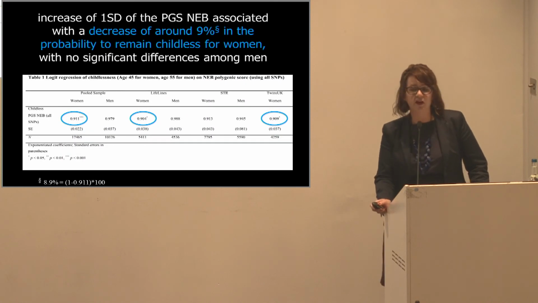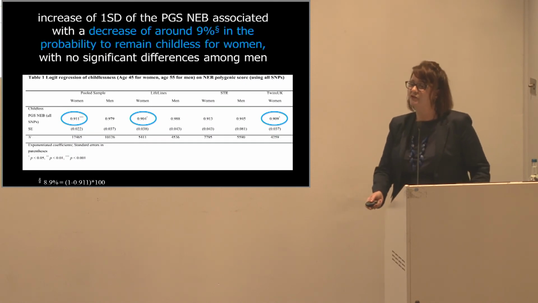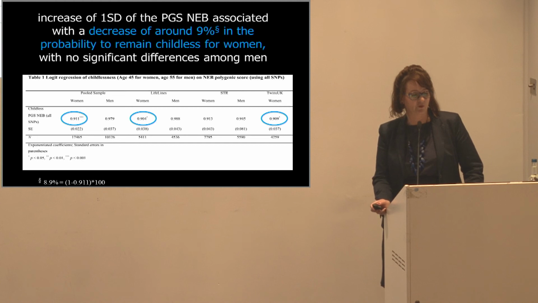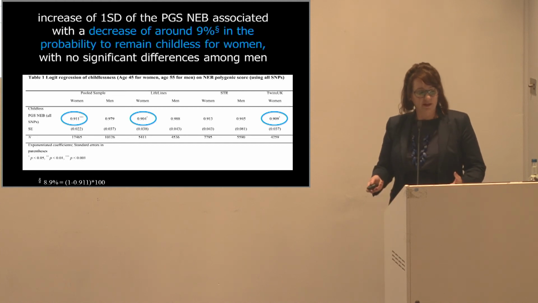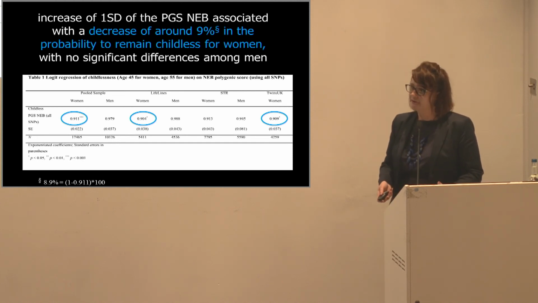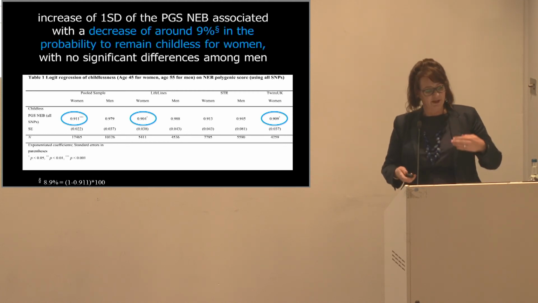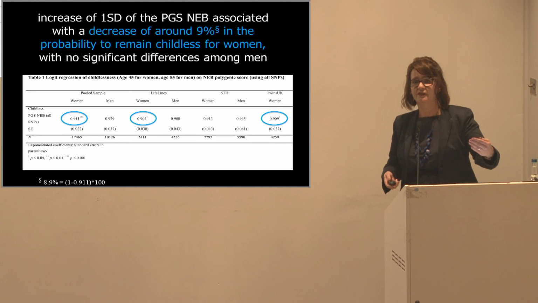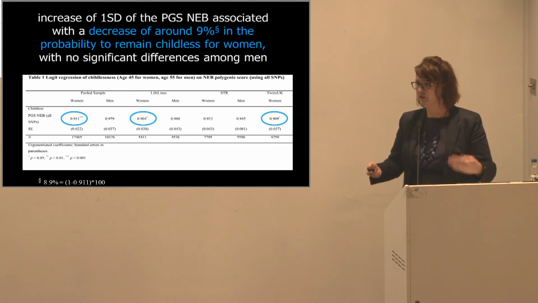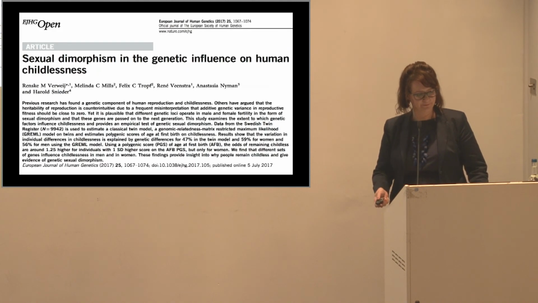What we did find is that one standard deviation increase in the polygenic score for number of children ever born was related to a decrease of around 9% in the probability to remain childless for women. We've replicated this now in some American studies too, and we're finding some significant results for men as well.